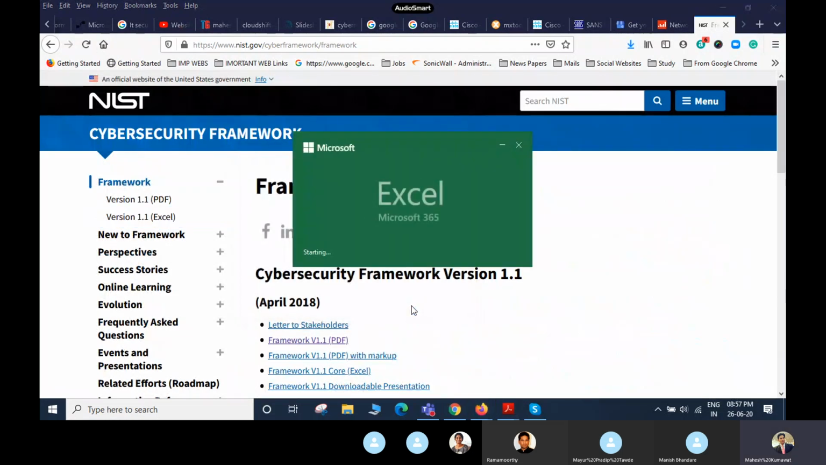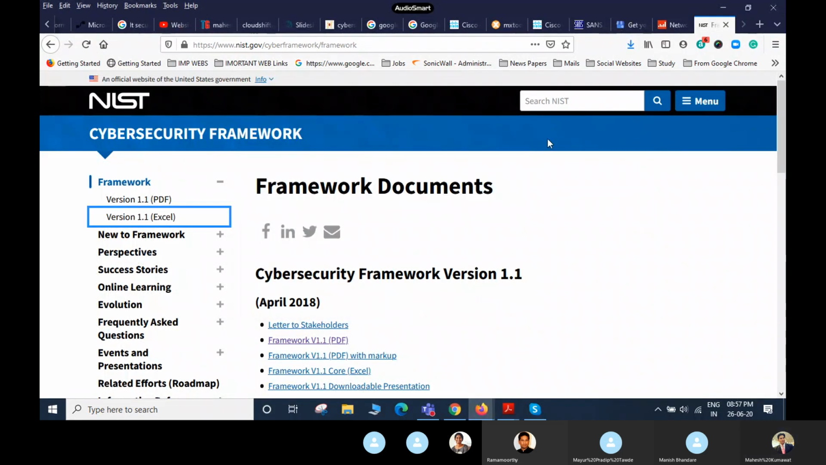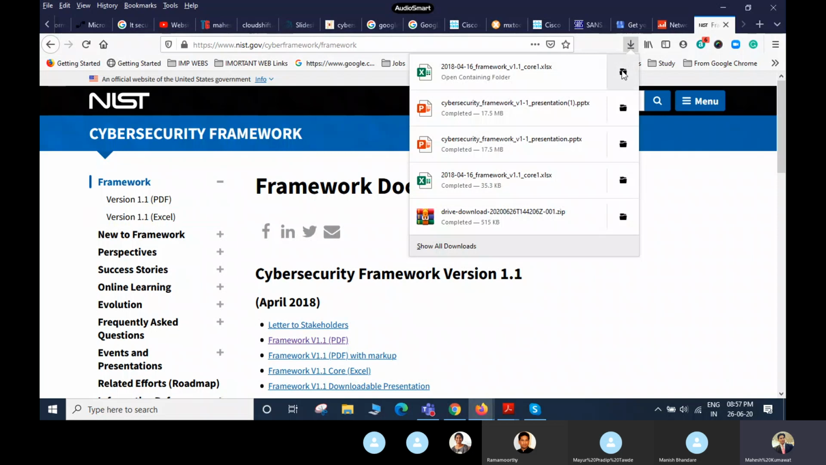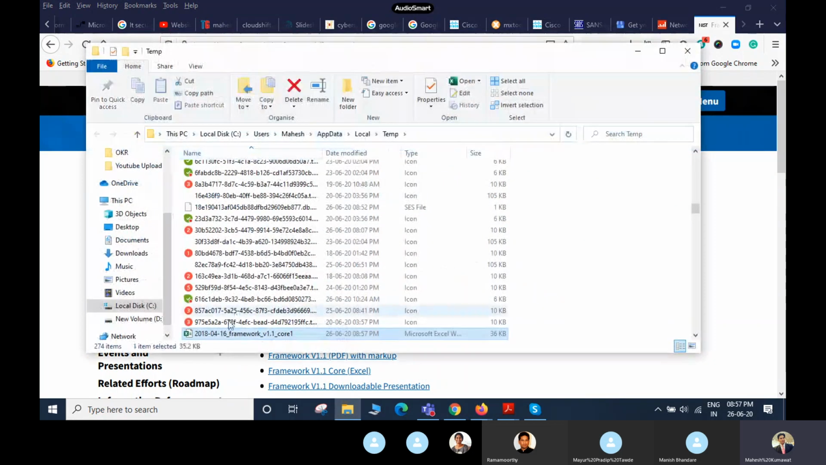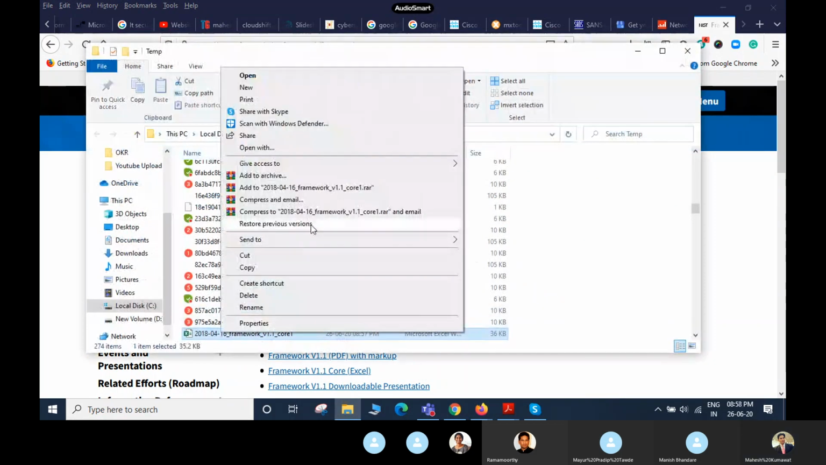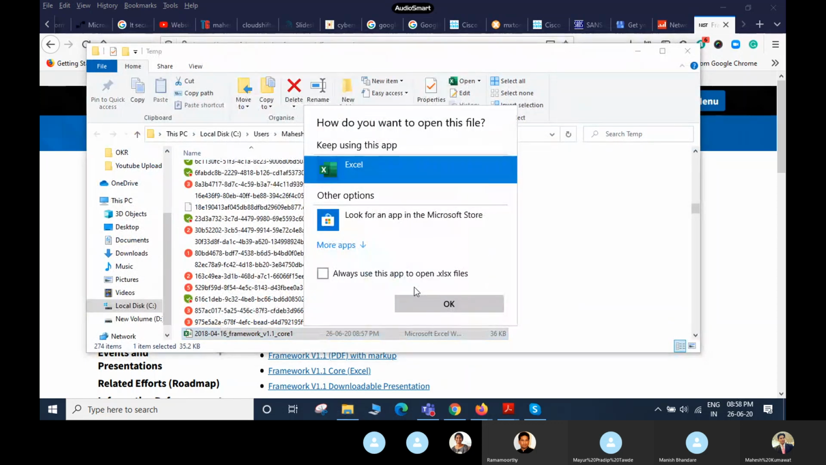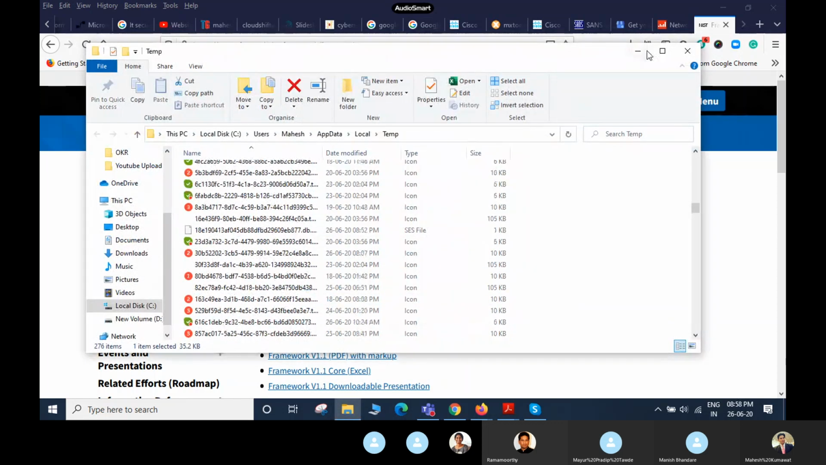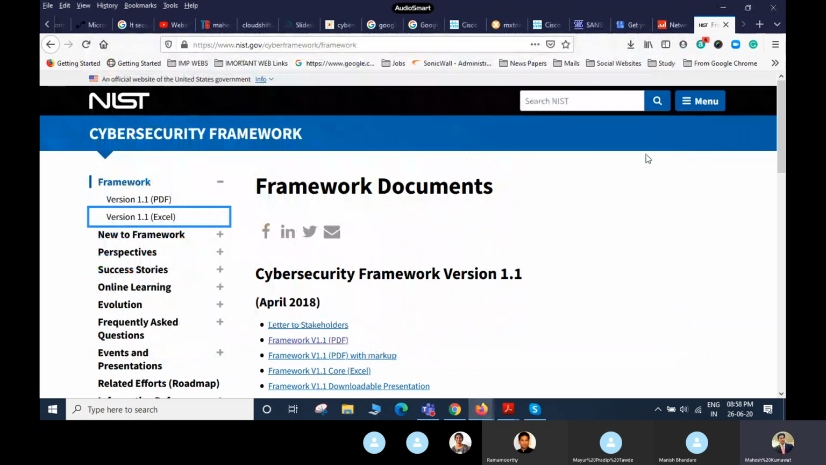I'm going to open it. If it opens, it's fine. Yes, there are some issues in my system, that's why. So you're going to open it at your end.